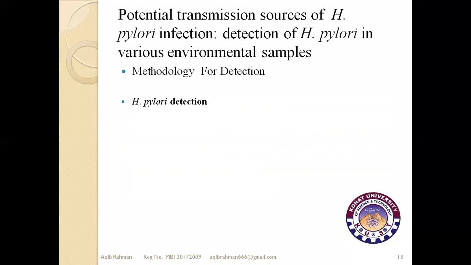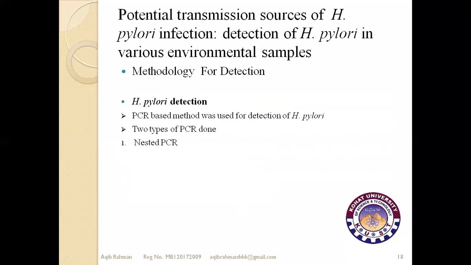H. pylori detection. How do we detect H. pylori? A PCR-based method was used for detection of H. pylori. Two types of PCR are done for the detection. First, nested PCR. What is meant by nested PCR? Nested PCR is a type of PCR in which two sets of primers are used for high sensitivity. Both primers are different and have unique properties.